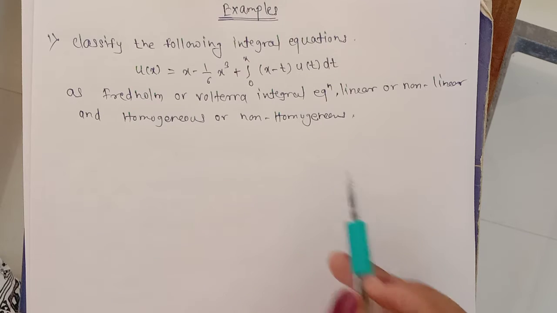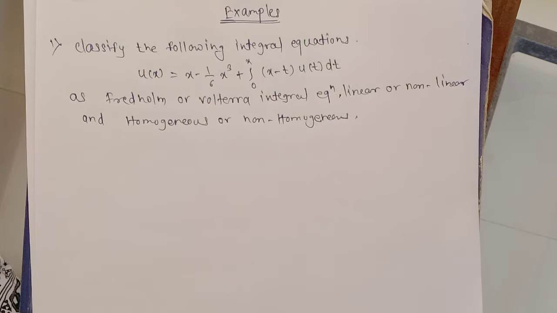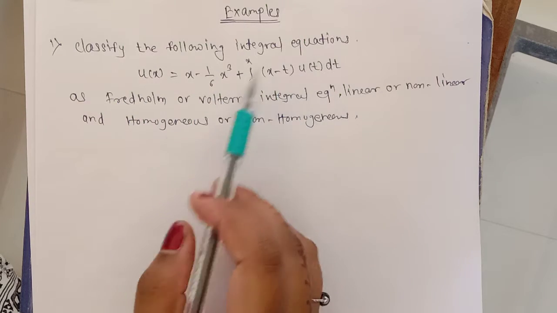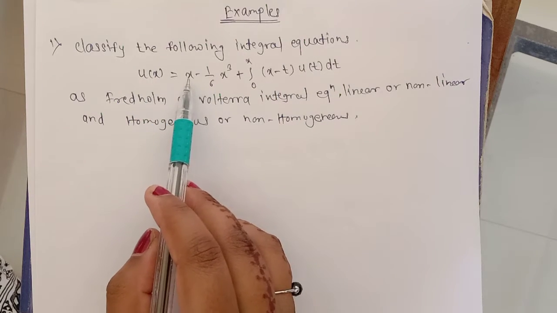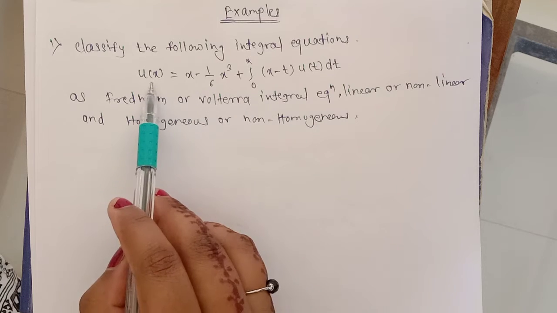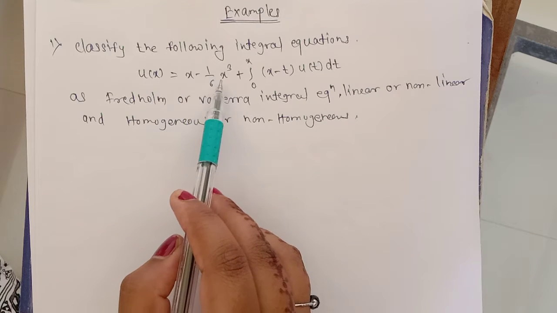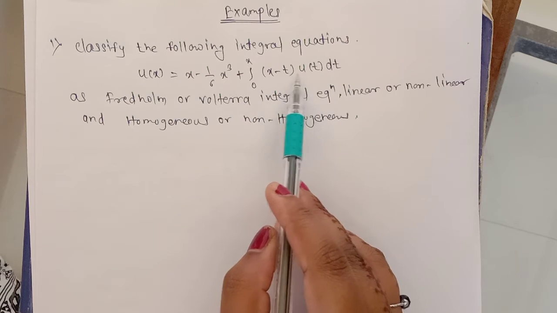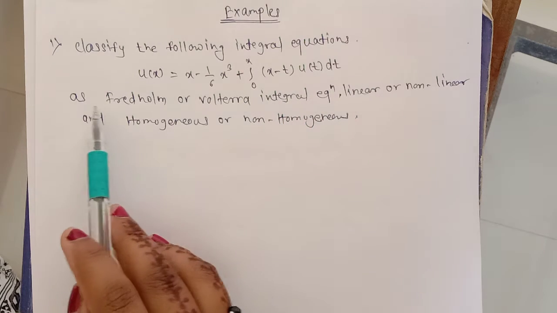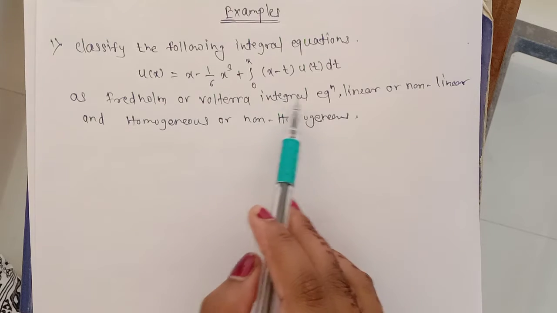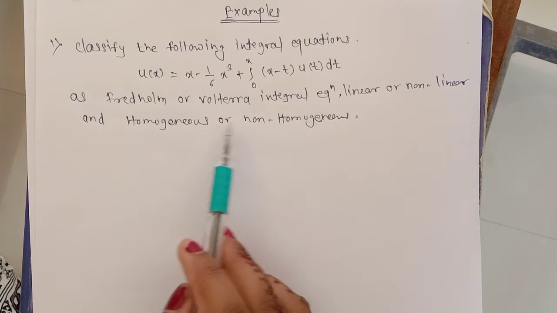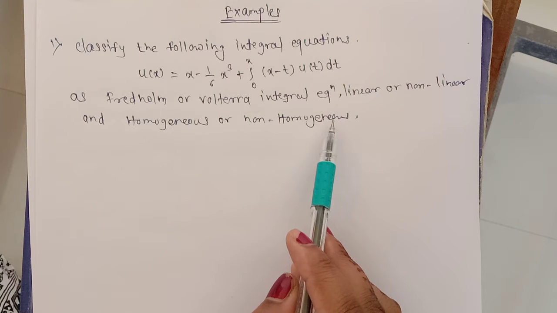So first of all we go through this example. The first example is: classify the following integral equation. u(x) = x - (1/6)x^3 + the integral from 0 to x of (x - t) u(t) dt, as Fredholm or Volterra integral equation, linear or non-linear, and homogeneous or non-homogeneous.